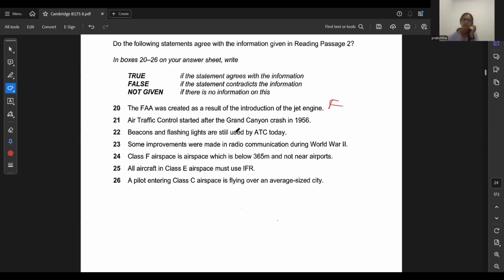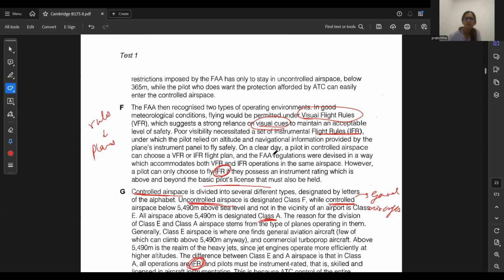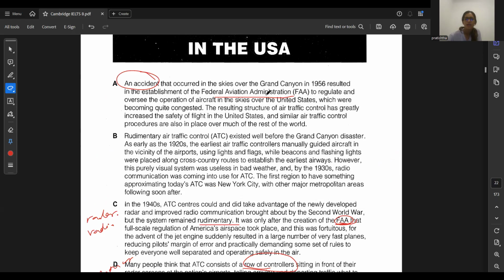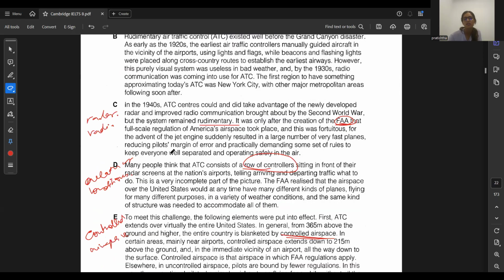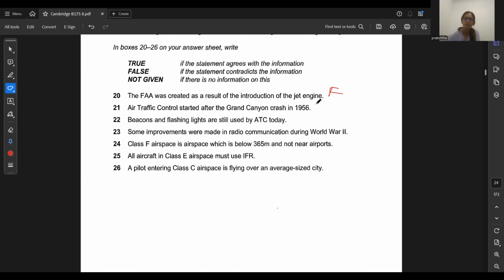The air control started after the Grand Canyon crash in 1956. So no, air traffic control did not start after any crash in 1956, right? We don't know if it was an accident or what it was. It was not a crash really, it was just an accident. So we don't really know, so it's false too. Beacons and flashing lights are still used today is not given really. Some improvements were made in radio communication during World War II. This is true. We learned that it was after World War II.